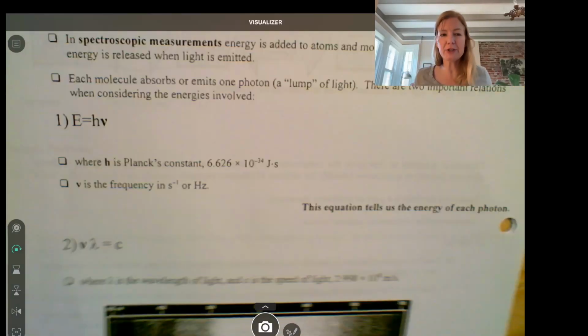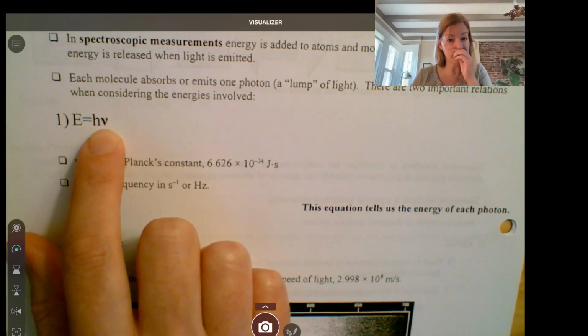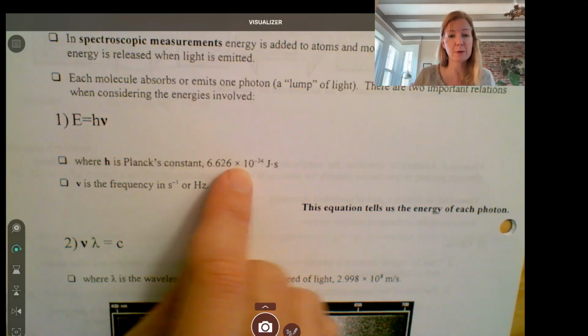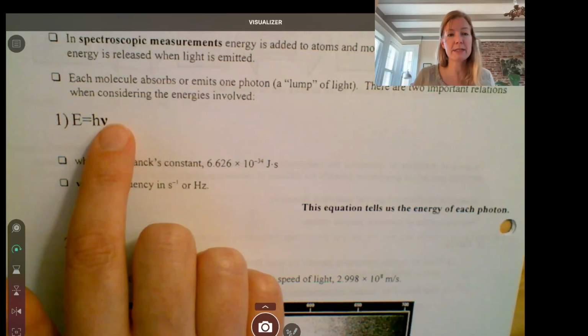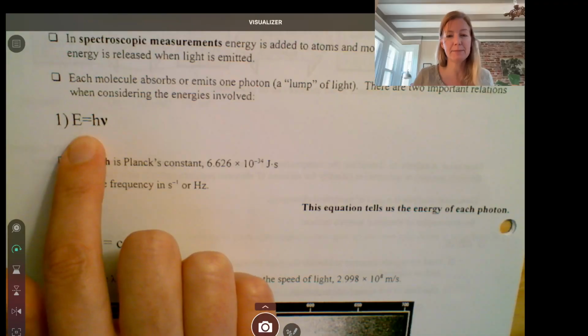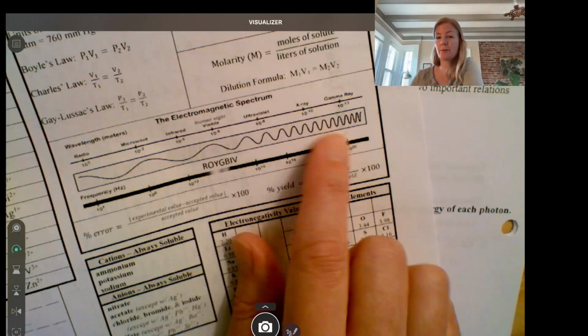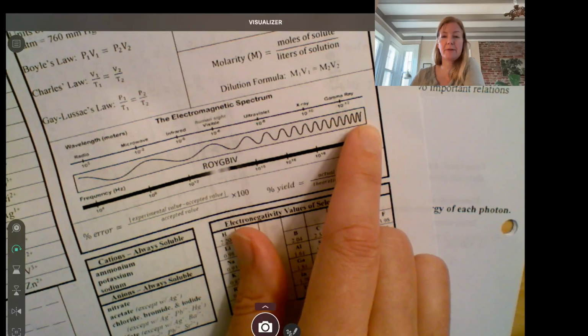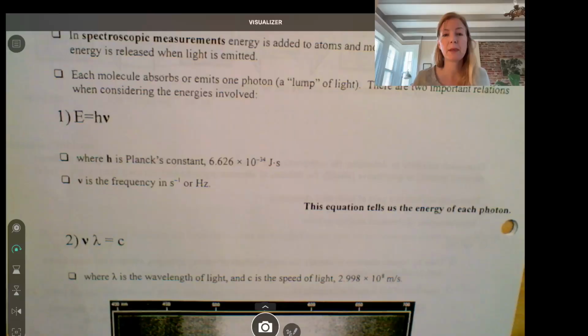Okay, so some important relationships about photons, okay? The energy of the photon is equal to Planck's constant times the frequency, okay? And like we said, this is on your formula sheet. This is Planck's constant. So that means when the frequency goes up, the energy goes up, okay? So higher frequency waves mean higher energy, okay? And higher frequency is like this. The waves are more frequent. So these are higher frequency, higher energy. These are lower frequency, lower energy, okay?